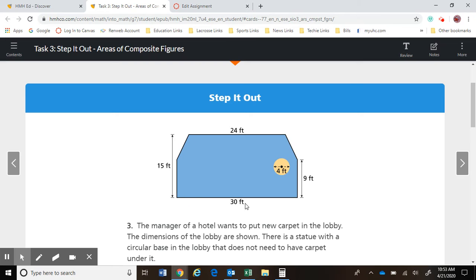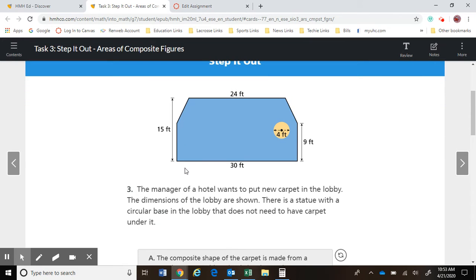I do see a rectangle here. I do see a circle here, but then I see something up top also. What would this top be? If you guessed that it's a trapezoid, you're correct. So we actually have three shapes that we need to find areas for, and then read the problem and decipher what they want us to find out.